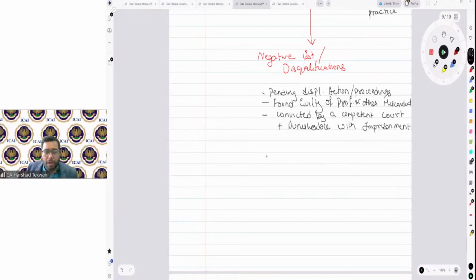Now, he should not have accepted any professional assignment from that practice unit for a period of 2 years from the date of appointment, and should not have accepted any professional assignment from that practice unit for a period of 2 years prior to it. There are two things. One, he should not accept in the coming future, plus he should not have accepted in the past also.